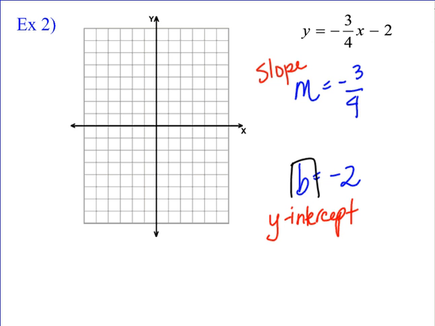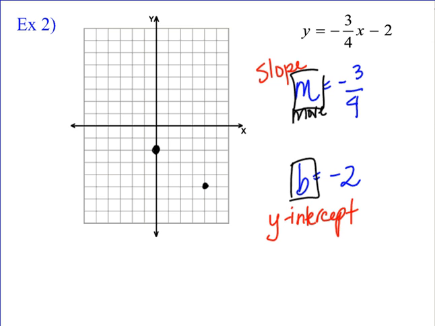This is where I'm going to begin. I'm going to begin at negative 2 because that's the only one that actually is a point. And then I'm going to have a slope of negative 3 over 4. So I'm going to go down 3, 1, 2, 3, and over 4, 1, 2, 3, 4. That's how I'm going to move, right? Okay, so now I have a line.